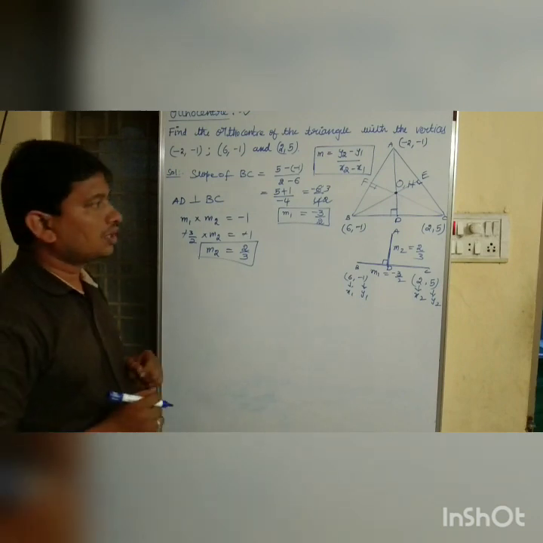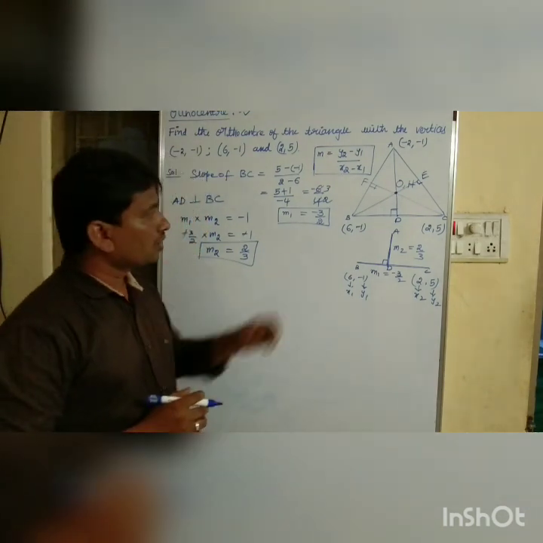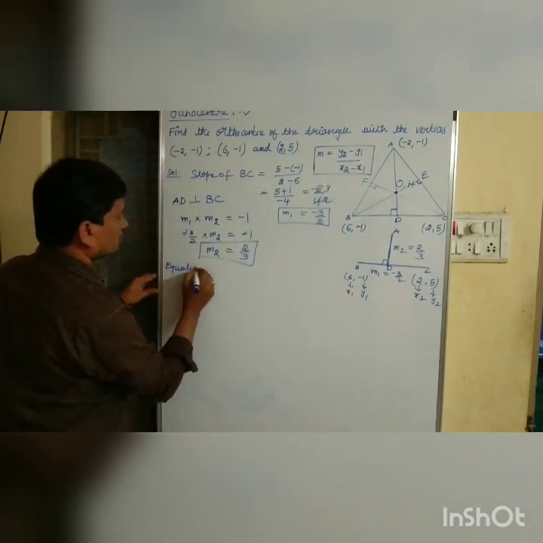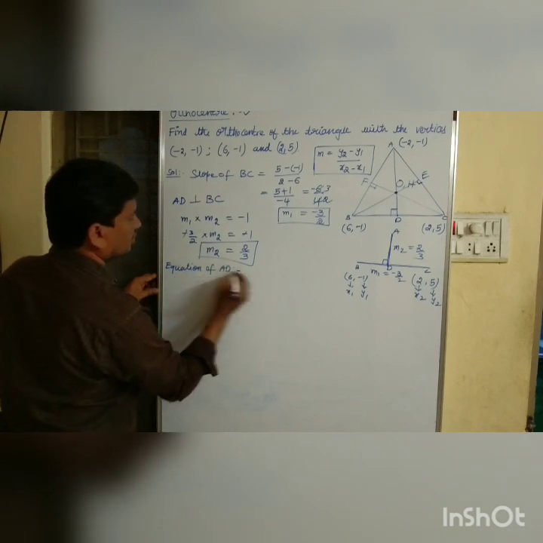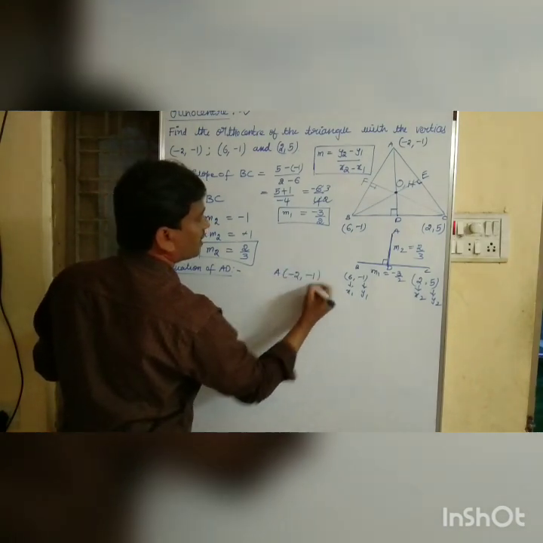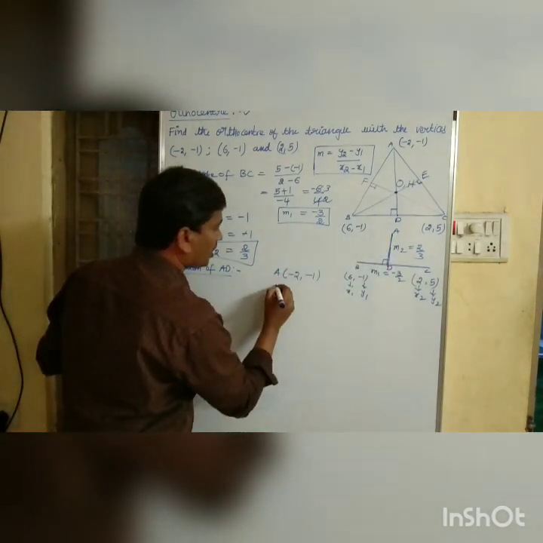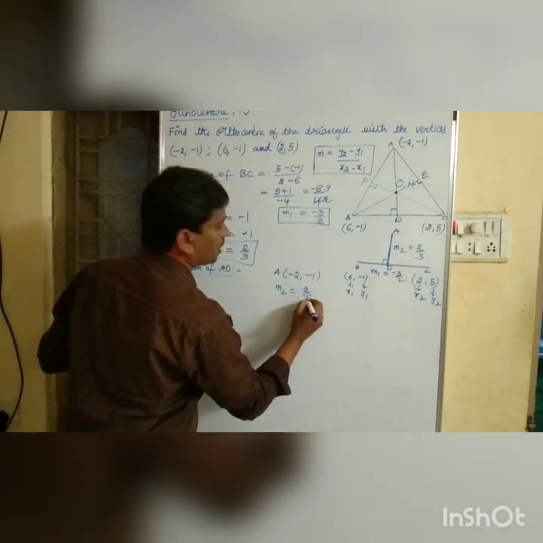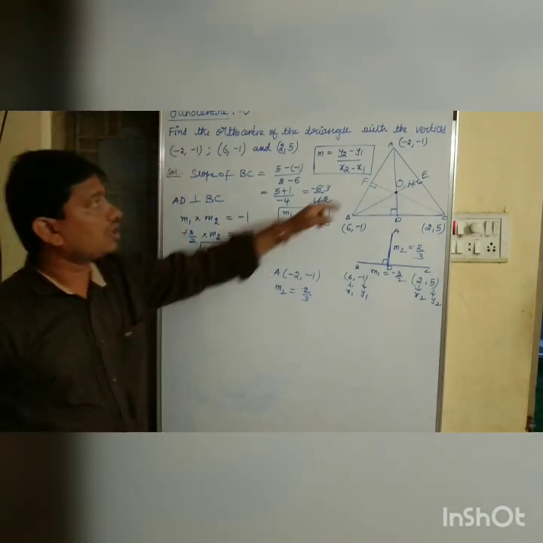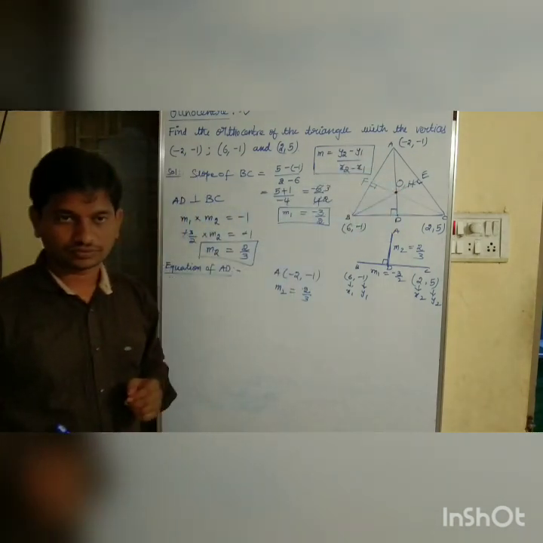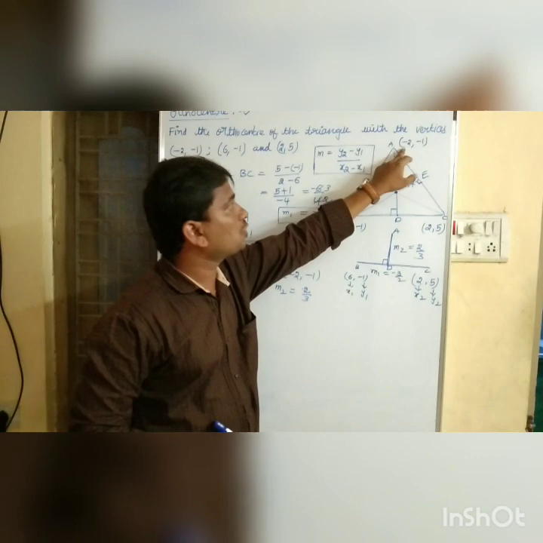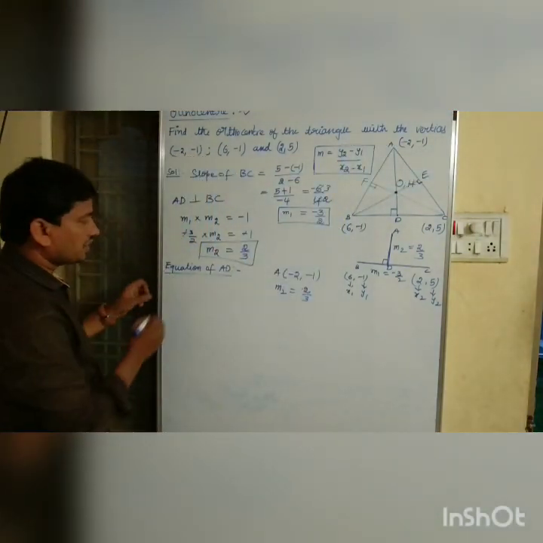Okay. Now let us find the equation of AD. Children, let us find the equation of AD. So what is vertex A? Vertex A is -2, -1. And what is the slope of AD? That is 2 by 3. So we have the equation of line AD, which has slope m2 equal to 2 by 3 and passes through the point -2, -1. So what is the equation of AD?